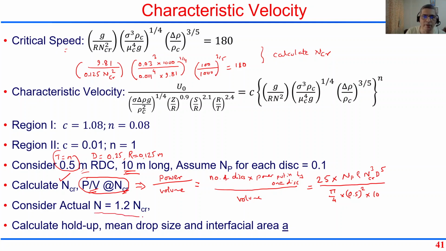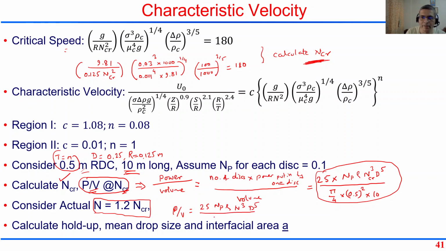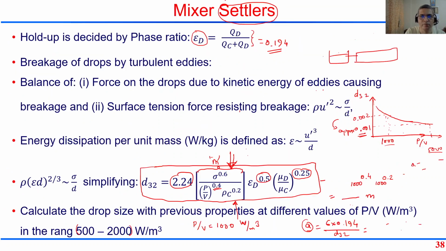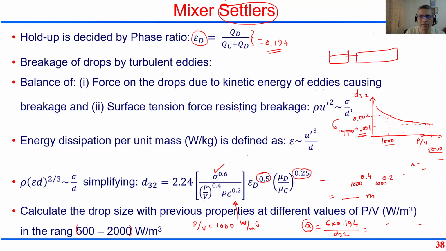Now if our speed is actually 1.2 times the NCR, then whatever NCR we calculate from here, we are going to take 1.2 times that. The actual power per unit volume will be the same expression, only instead of NCR, it will be N. So it will be 25 into NP into rho into N, 1.2 times the NCR, d raised to 5, divided by pi by 4, 0.5 square into 10. That will be the total power per unit volume in watts per meter cube. Then you can calculate the drop size from this kind of relationship. All you need is your power per unit volume, because surface tension and rho c you know, and power per unit volume at 1.2 times NCR we have calculated.